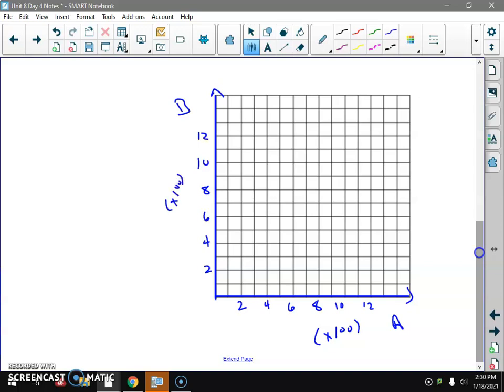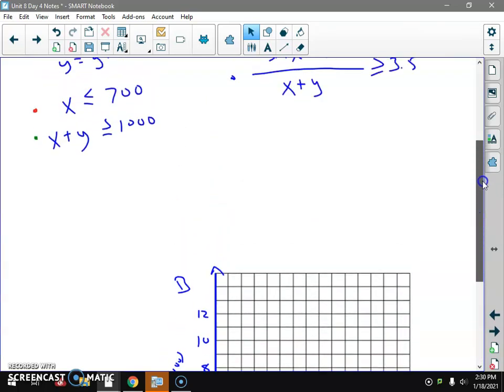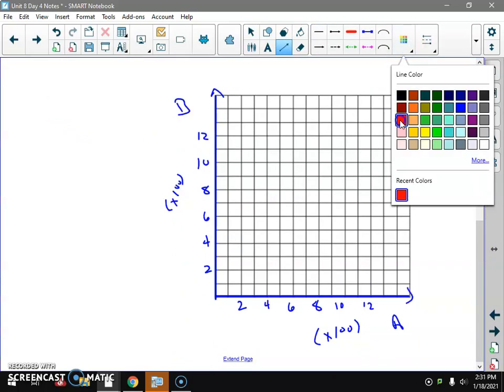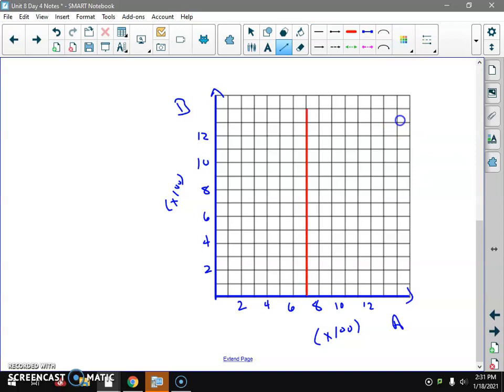What did the first one say? It said maximum number from dairy A is 700. What color did I say I was going to do that in? I'm going to do it in red. So I got a vertical line at 700 going left, less than.